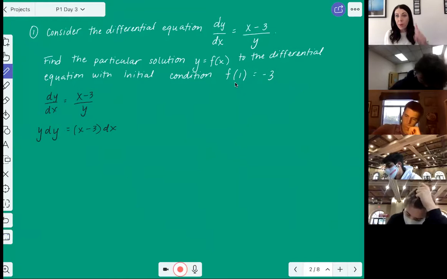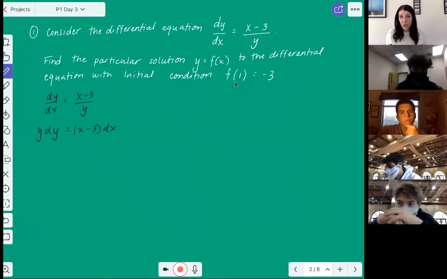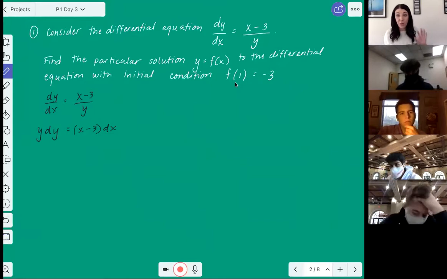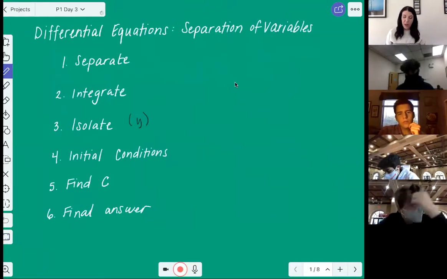This is worth 1 point on the AP test. A related rates multiple choice question is also worth 1 point. So if you can separate your variables on this kind of question, you are getting a lot of points just for doing that.